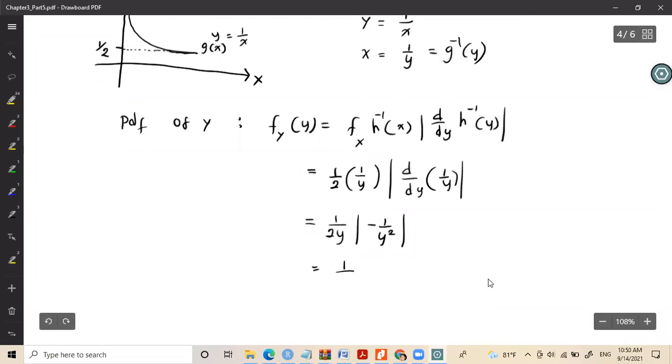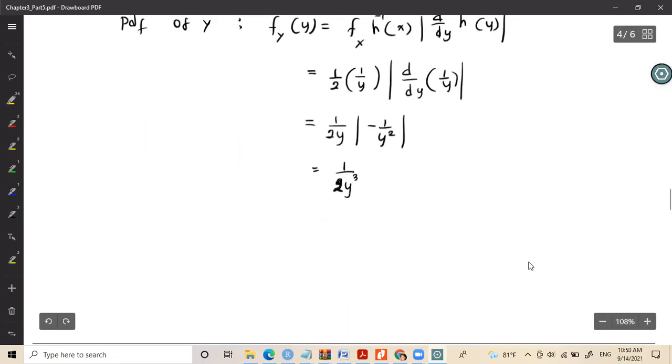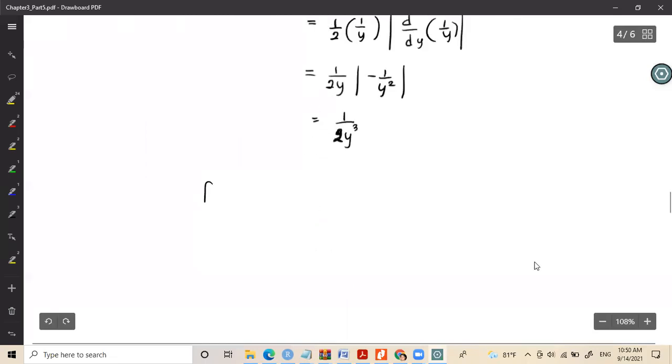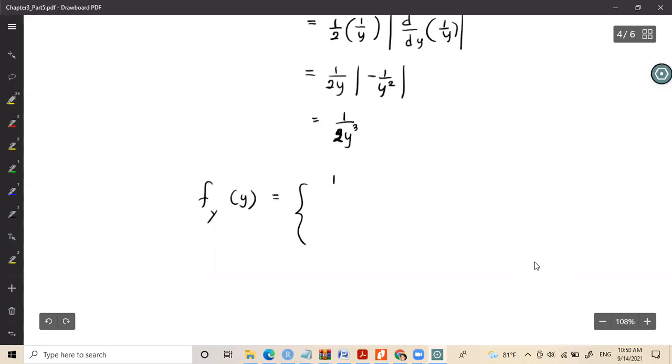So what will be the answer? 1 over 3y, 2y to power 3, right? So that is the answer for the PDF of y. And again, you are not supposed to stop it here. Write down the correct answer.